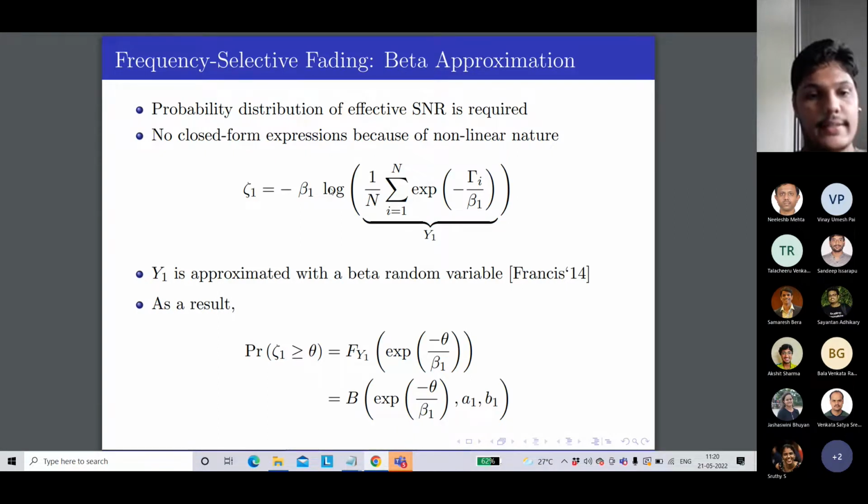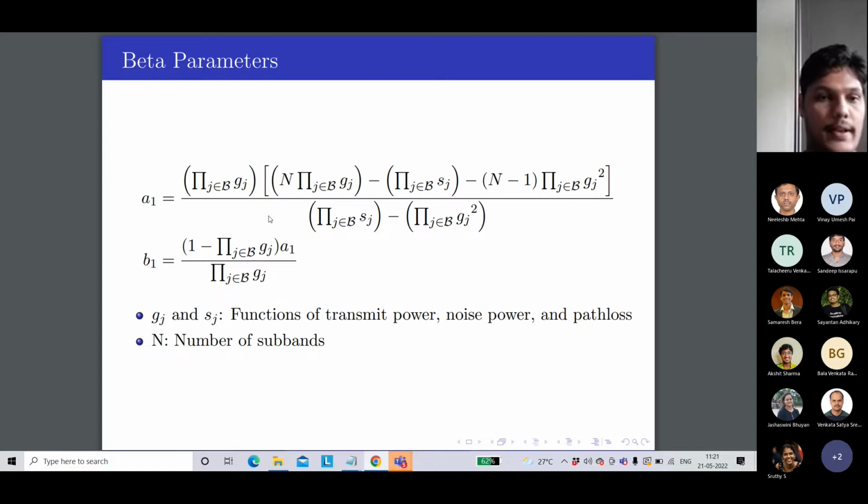As a result, the CCDF of the effective SNR can be expressed in terms of the CDF of Y1 at exponential of minus theta by beta 1, where beta 1 is the MCS specific constant for the lowest MCS. Since it is a beta random variable, its CDF is given by the incomplete beta function, which is given in this form. Now this beta function has two parameters called A1 and B1. They are given by these expressions.